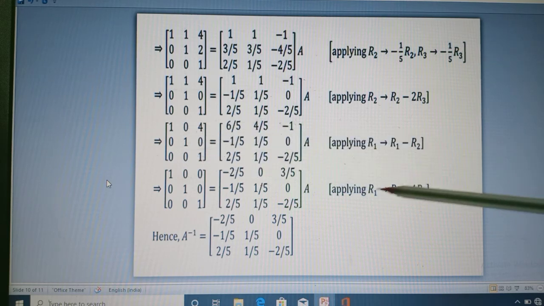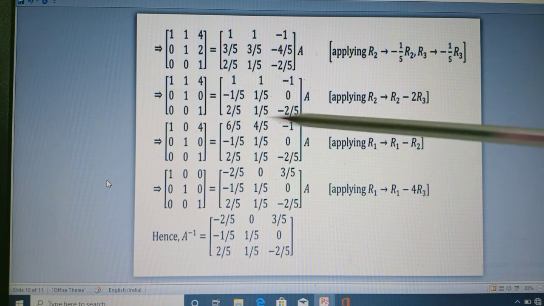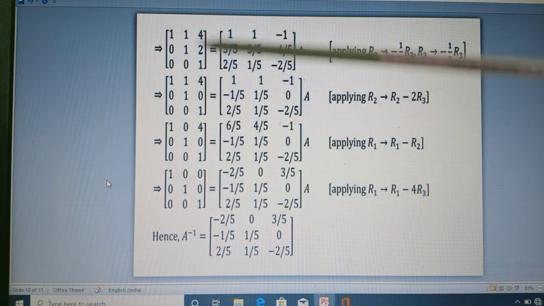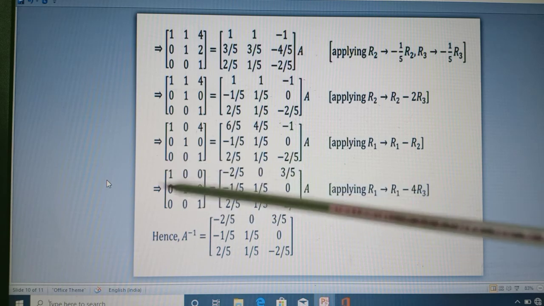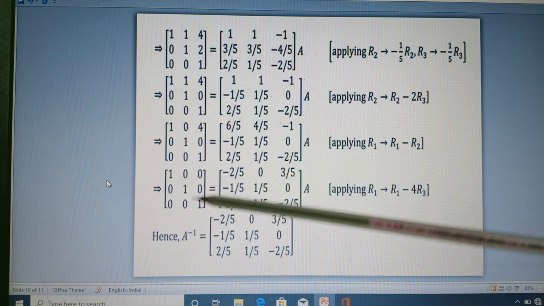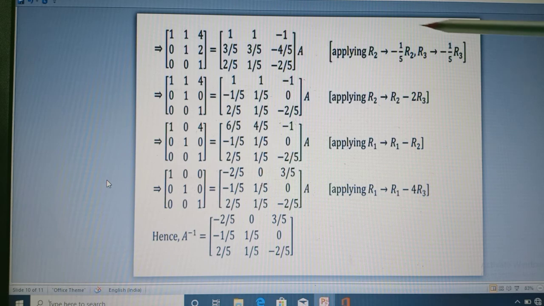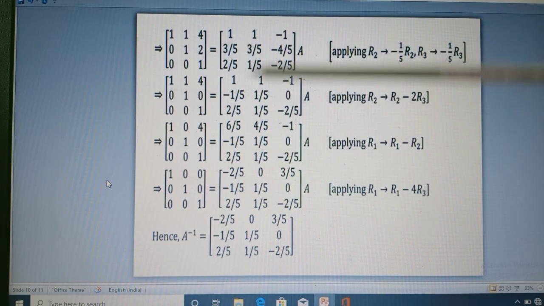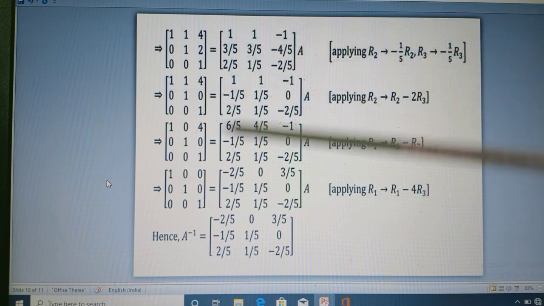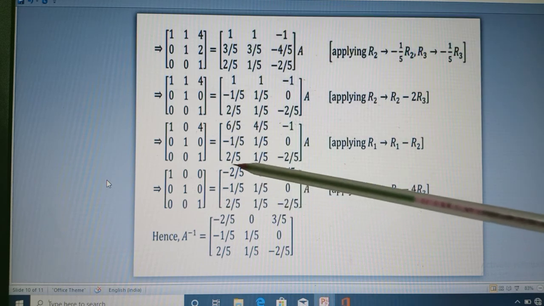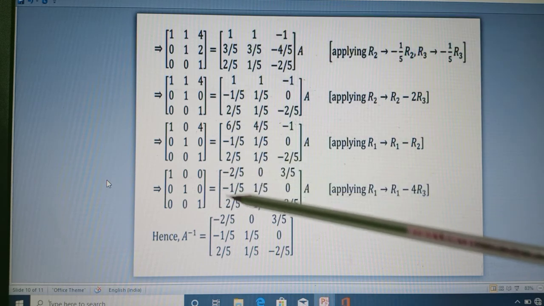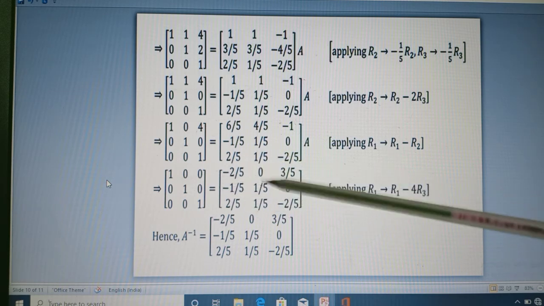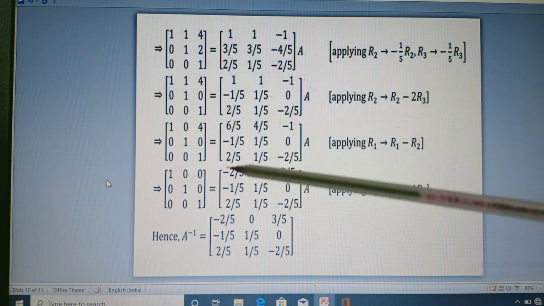So R1 is going to change to R1 minus 4R3. Actually our aim is to make this matrix an identity matrix. So we got an identity matrix. Similarly, the operations we made here, the same operations we have to do here. We have to be very careful about the calculations, and at last we got a matrix here, which is the changed form of the identity matrix, and this is the required matrix, which is the inverse of the given matrix.